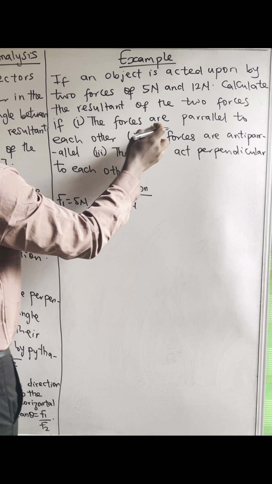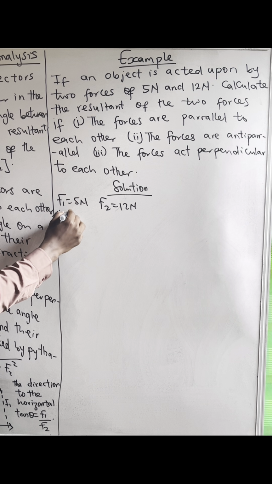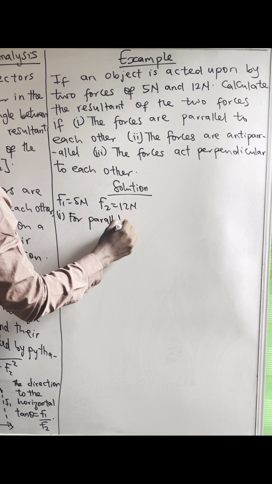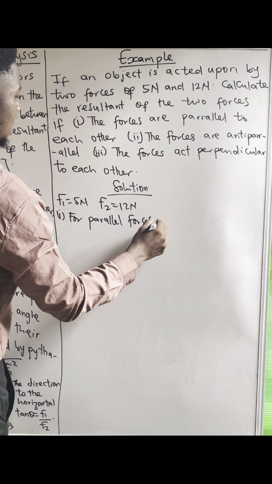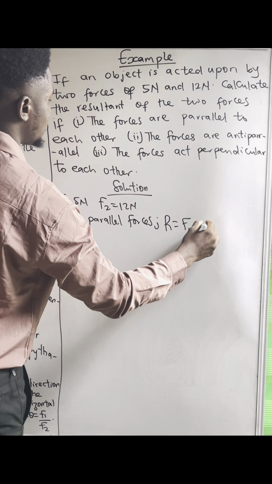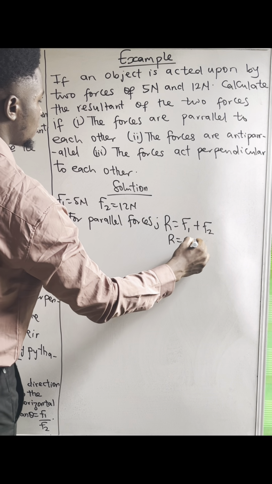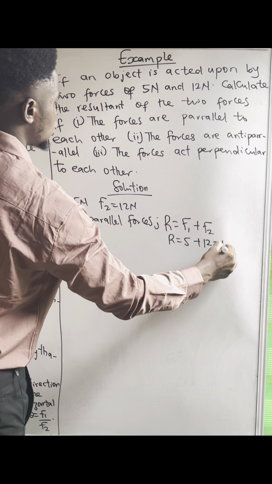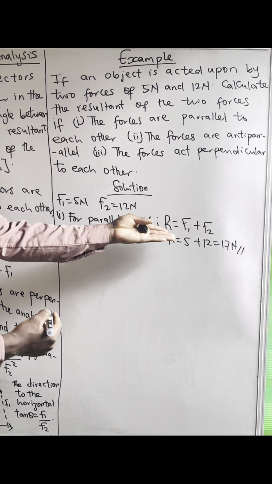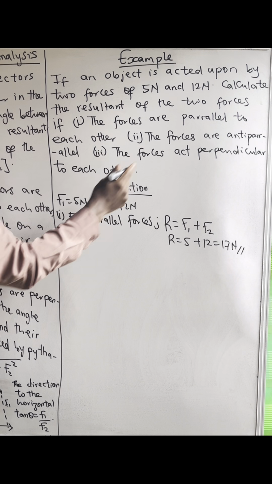Number one, if the forces are parallel to each other, you just say that for parallel forces, the resultant will be equal to the addition, F1 plus F2. Therefore, the resultant R will be equal to 5 plus 12, and that is equal to 17 Newton. So the resultant of these two parallel forces will be the addition, and the answer is 17 Newton.